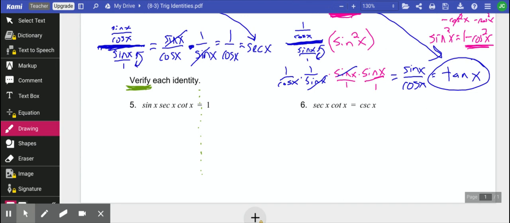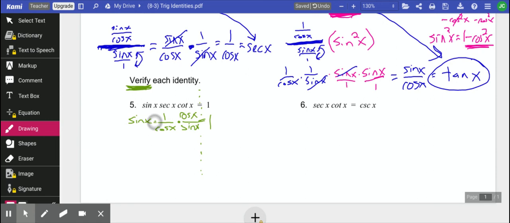Often a good strategy for these is to put everything in terms of sines and cosines. That doesn't always work, but it is often a good strategy. So I'm going to leave the sine alone, just sine x. And then secant, using those reciprocal identities, secant is 1 over cosine. And cotangent, using the quotient identity, is cosine over sine. And that one I'm just going to leave alone.